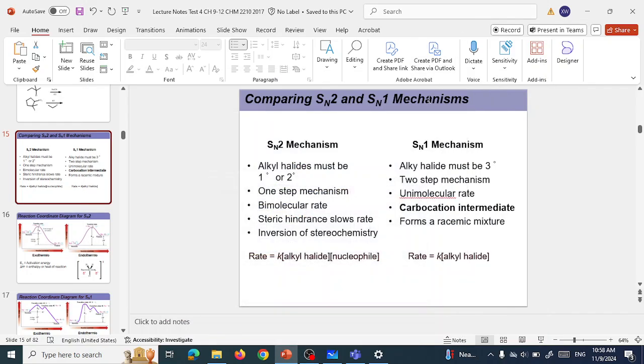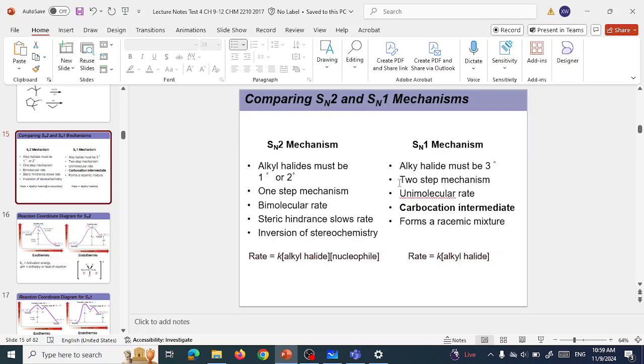And in this video, we're going to compare SN1 reaction and SN2 reaction from the perspective of mechanism. SN2 reaction usually undergoes with primary or secondary alkyl halide. For a tertiary alkyl halide, you almost only undergo SN1 reaction only. And SN2 reaction is a one-step mechanism, but that one step includes two molecules, so it's called a bimolecular rate.